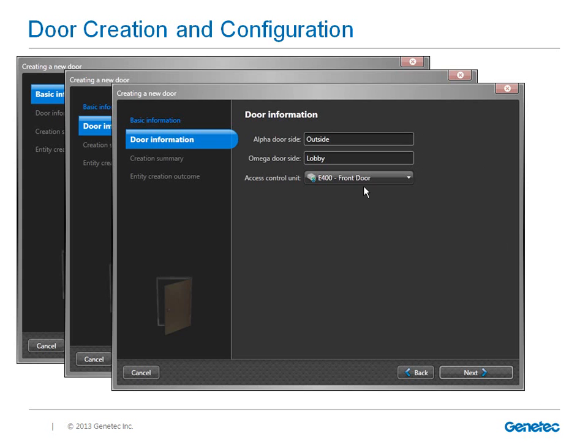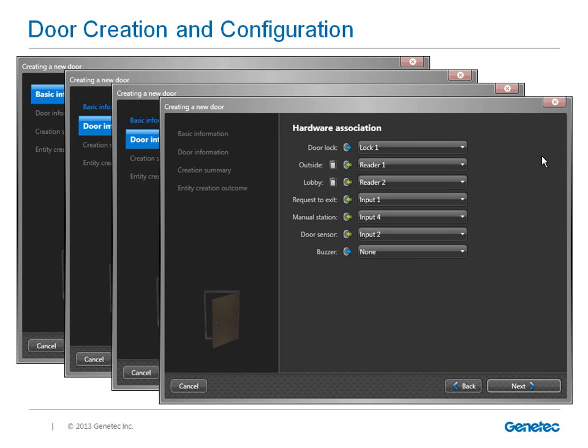From this screen here, we can also assign which access control unit the door is wired to. If you do choose a unit, it will then ask you to assign the hardware to the various door components. We'll go over these in a minute, but just bear in mind that this screen is for your convenience and nothing is set in stone. You can adjust all of these settings later on from the hardware tab of your door.